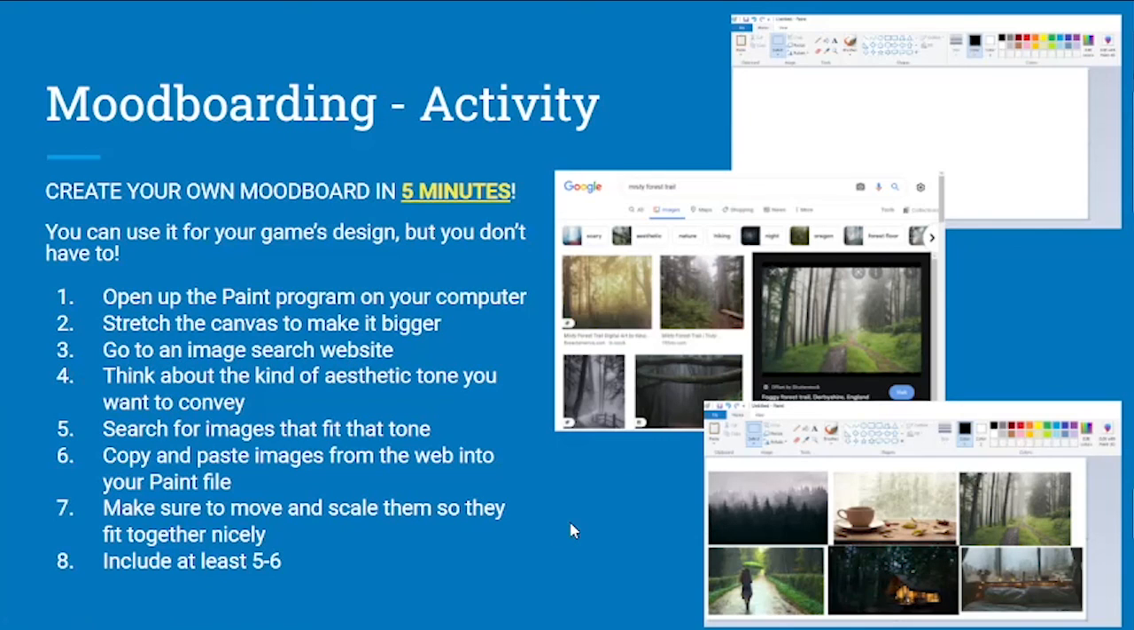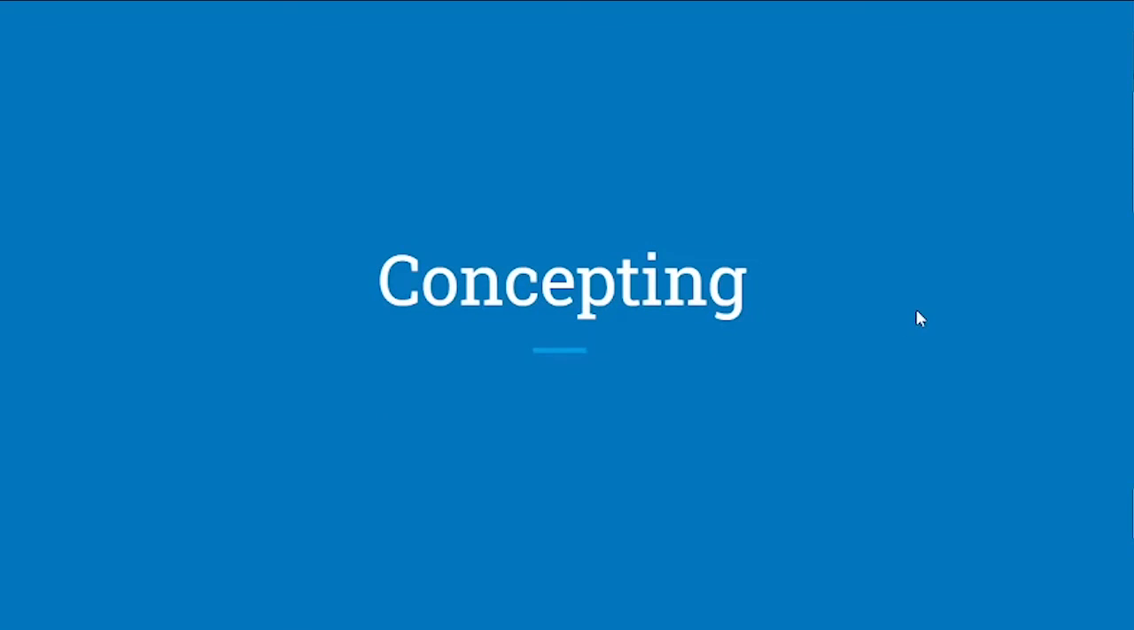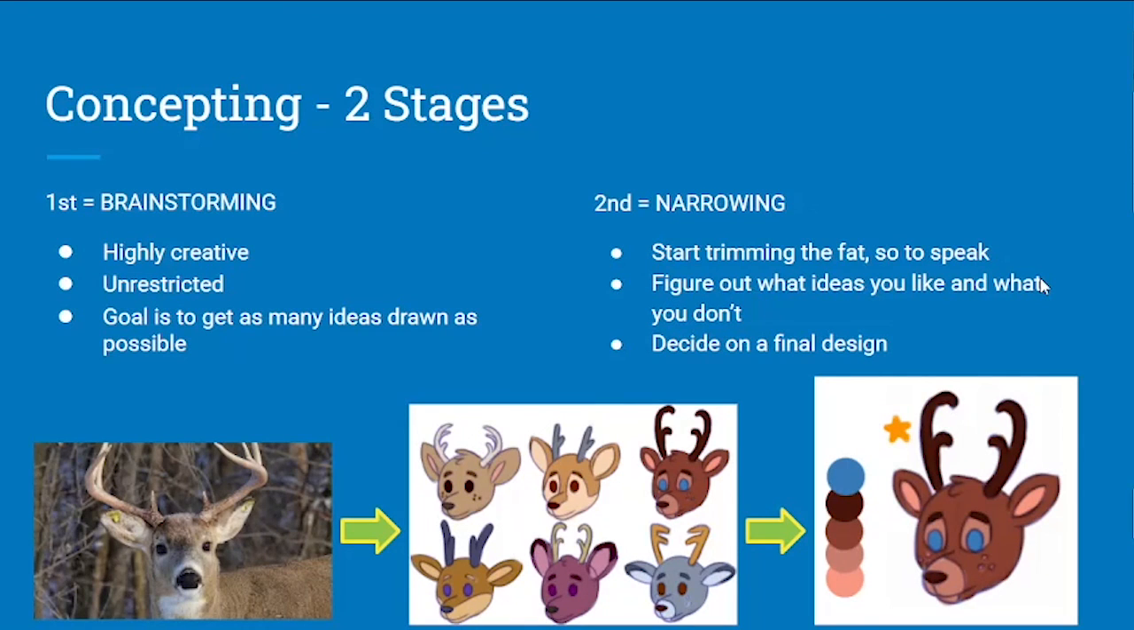Okay, so now that we have all become familiar with the first part of the design process, we are going to move on to the second part, concepting, which again is brainstorming and then narrowing down final designs. Okay, so the two stages of concepting. The first, brainstorming, is highly creative, unrestricted, don't give yourself any rules. The goal is to get as many ideas out as possible, just because our first ideas are very rarely going to be our best. So that's a really important step that you don't want to waste or cut too short.